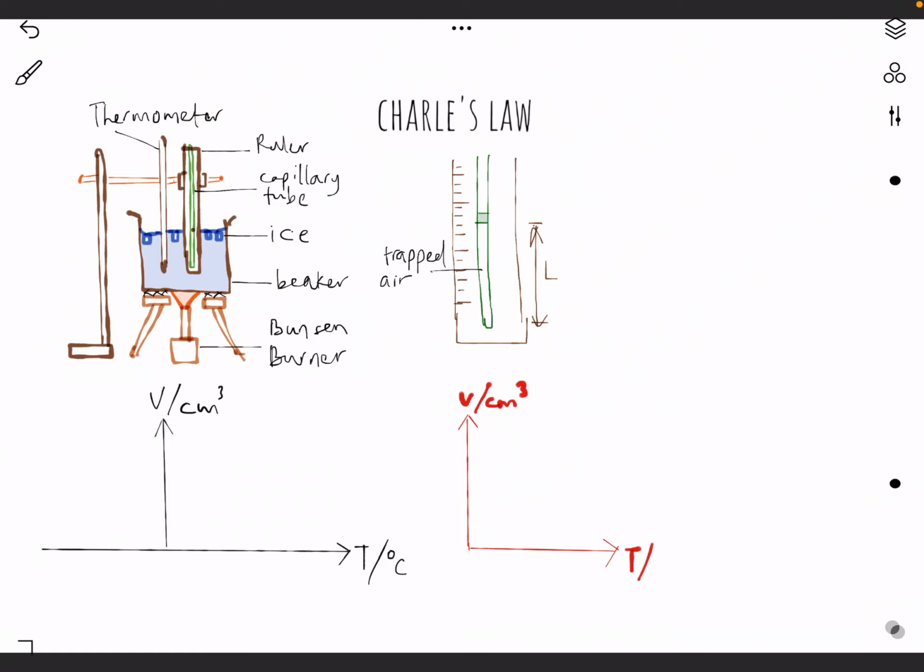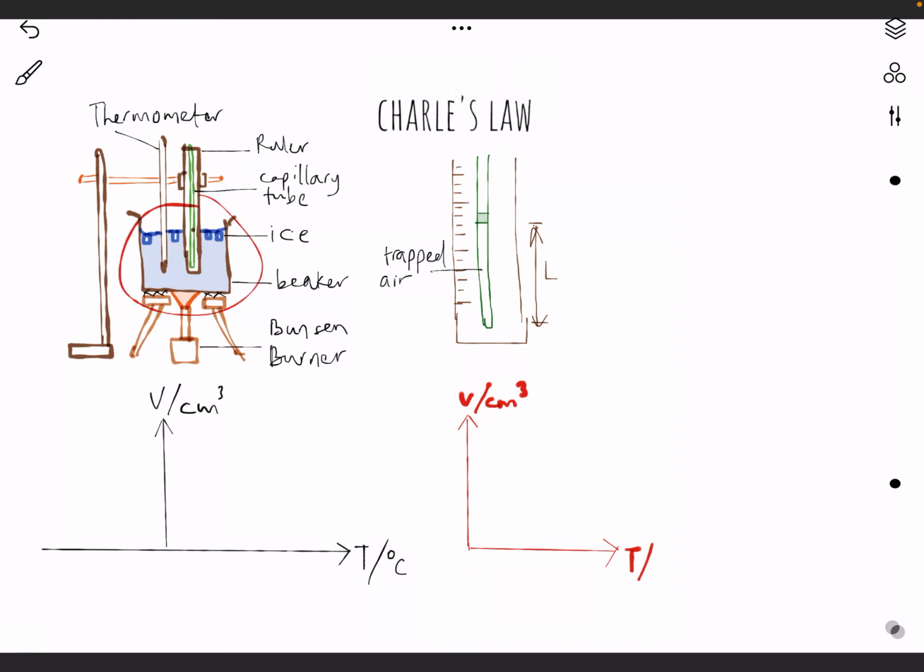In this video, we are going to discuss Charles's law. Look at the diagram we have here. This is the apparatus for the experiment of Charles's law. You can see we have a thermometer, and then we have a ruler over here, and we have a capillary tube, which is attached to the ruler. And then we have a beaker.